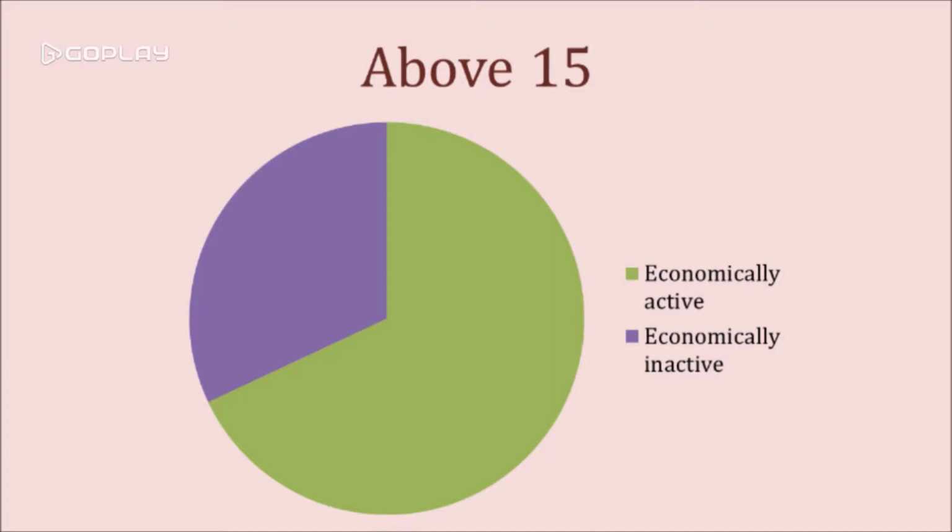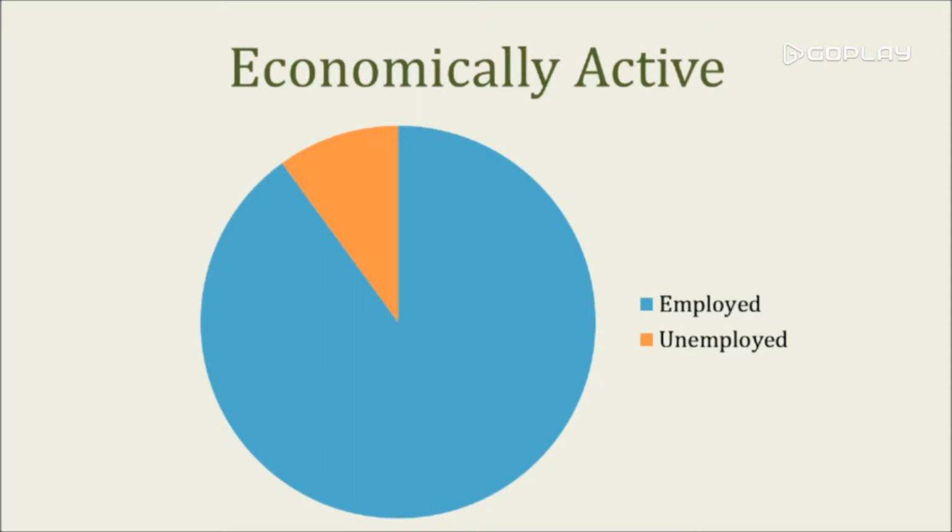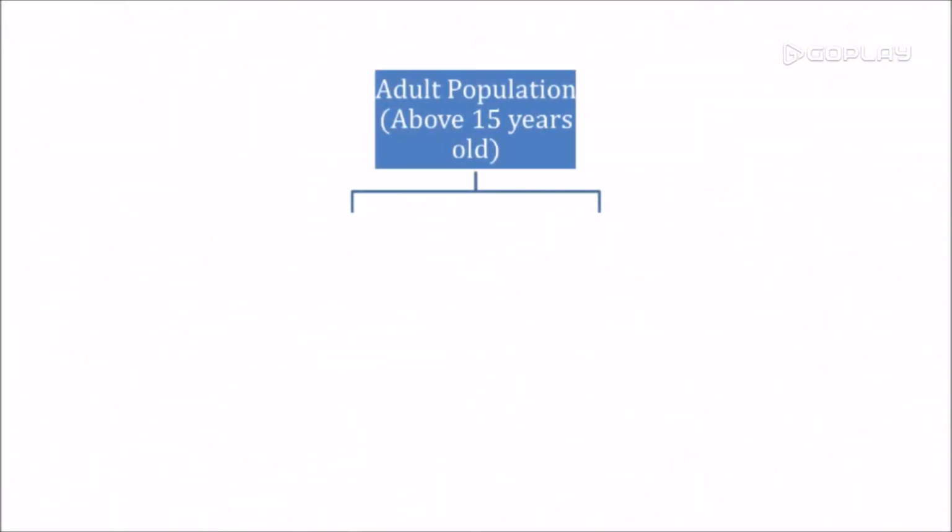The economically active, on the other hand, are those who are available for work and looking for work, or already working. Among the economically active, we have the employed and the unemployed. The employed are those who are working for at least 1 hour a week. The unemployed are those who are available for work and actively looking for work but have not found a job yet. This is an overview of all the terms you've just learned.